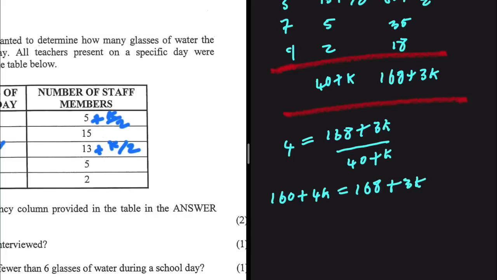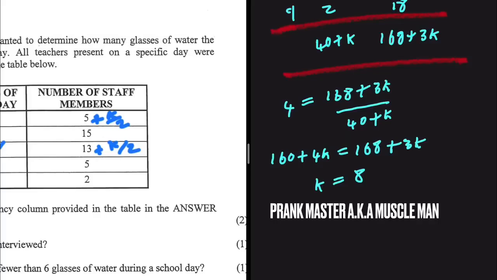If I take 3k to the left-hand side, I'm going to have 4k minus 3k, which will be k. 168 minus 160 should be 8. Well, it seems like k is actually equal to 8 and not 12, okay?